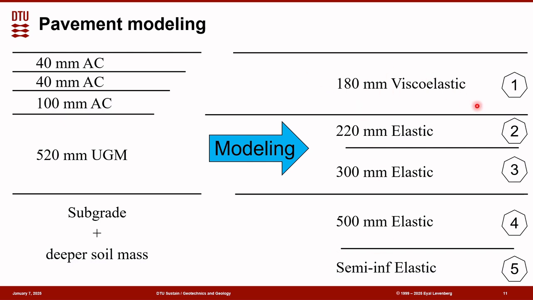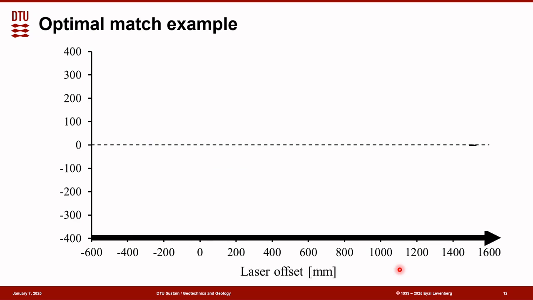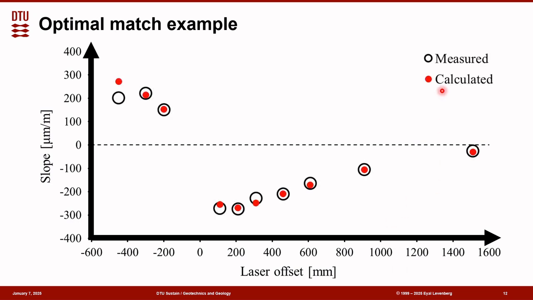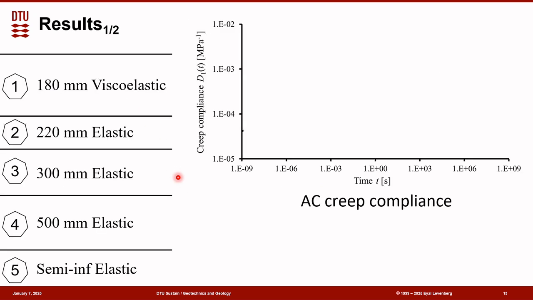While the asphalt concrete is linear viscoelastic, all other layers are assumed elastic. Here's an example of an optimal match. I'm showing here the laser offset versus the slope. And here you see the measured slope, or the TSD reported slope, in a hollow circular marker, and then the calculated is placed inside or near it. It depends on how well the model is able to reproduce the results measured. And here is one example. We have 32 individual matchings like these.